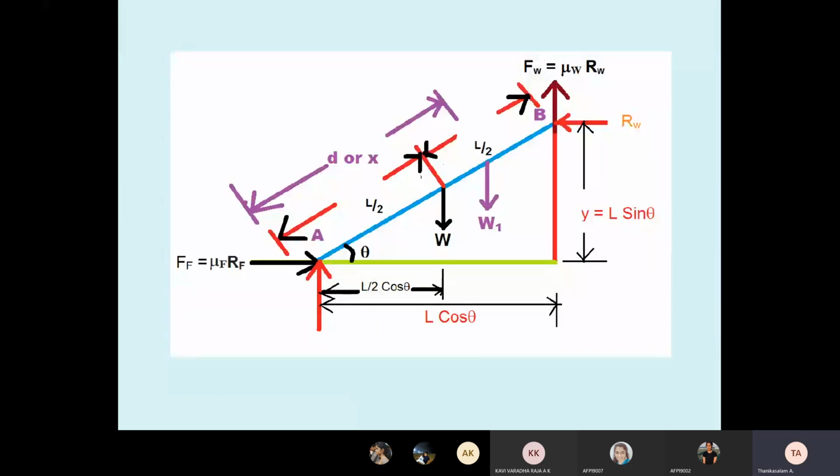So see this diagram. I have drawn the ladder AB, and the ladder length AB is L. The weight of the ladder acts at the middle of the ladder, so capital W, the weight of the ladder, at L by 2 distance. One man is standing somewhere on the ladder. What distance from the bottom of the ladder? I have taken D or X, distance.